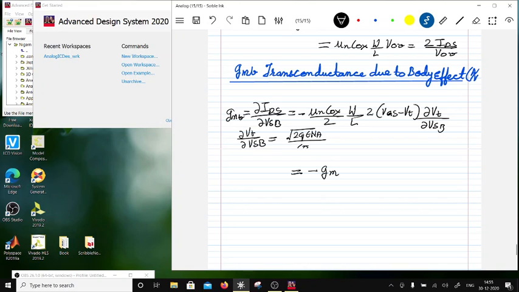Okay, by Cox times the square root of this thing, right? So that will become 1 over twice the square root of (2φ0 plus VSB), correct? And then I can assume this constant to be gamma. Then I'm left with twice the root of (2φ0 plus VSB).